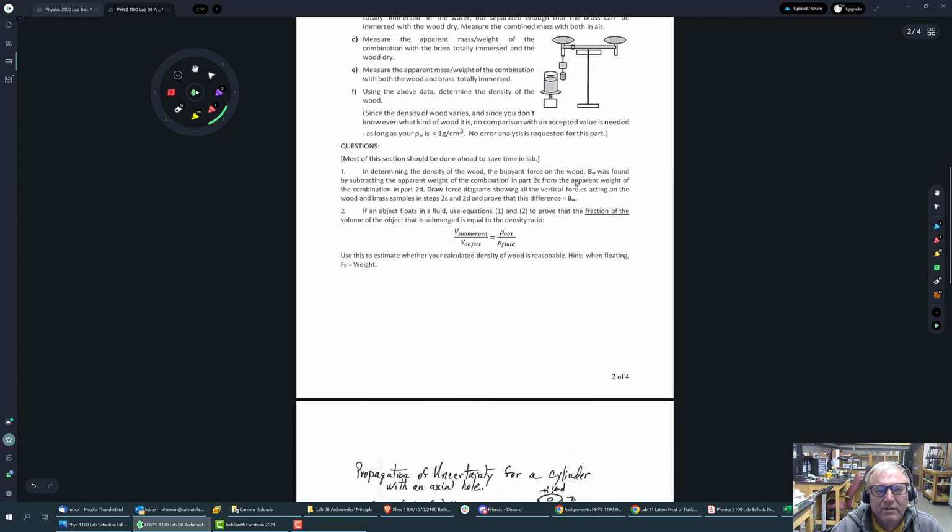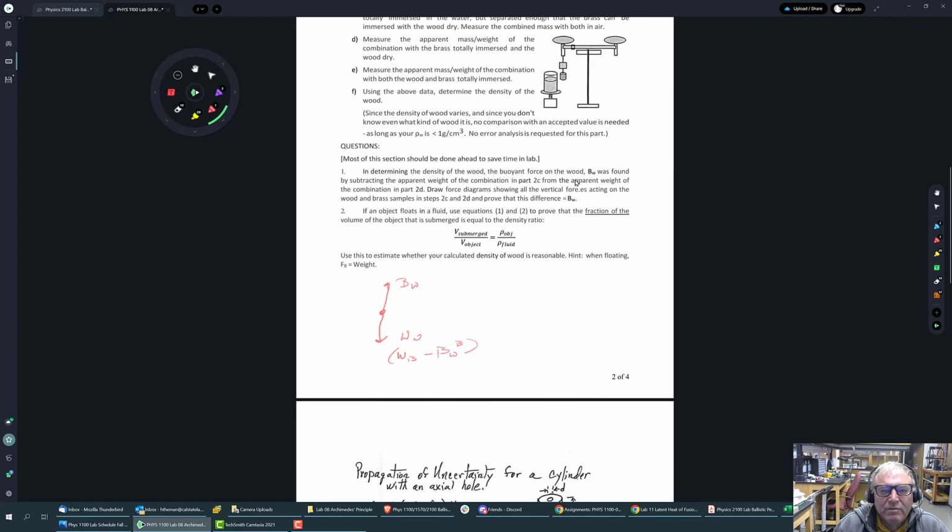And so what did we have going on here? We had the buoyant force of the wood going up. Then we have the weight of the wood, and we had the brass, the weight of the brass minus the buoyant weight of the brass. And that's already in our notes.